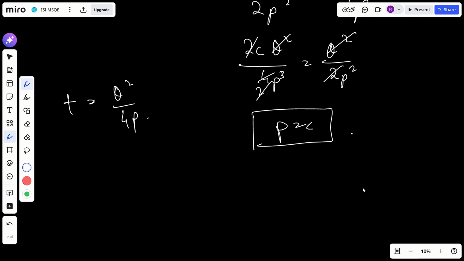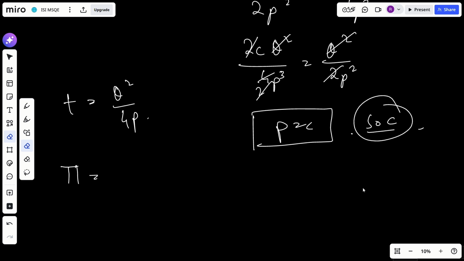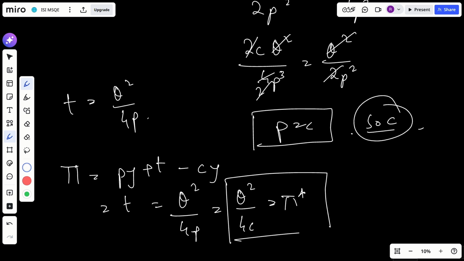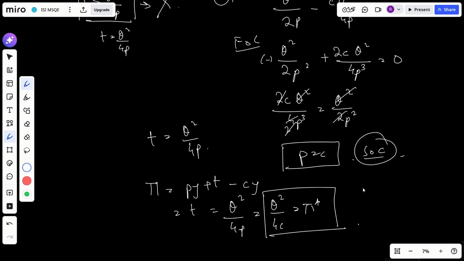You can also check that the second order condition will be satisfied here. I'm not doing it currently. So what we need to find out is the profit. Our profit was ty, which is nothing but py plus t minus cy. Since p is equal to c, this one gets cancelled out, so we are just left with t. T is theta square by 4p, and since p is equal to c, we are getting theta square by 4c as our maximized profit. So this is the first part.